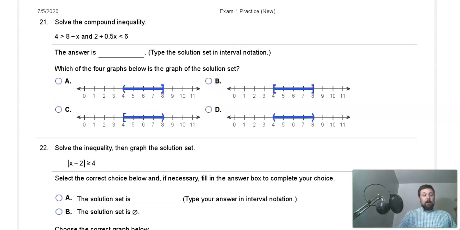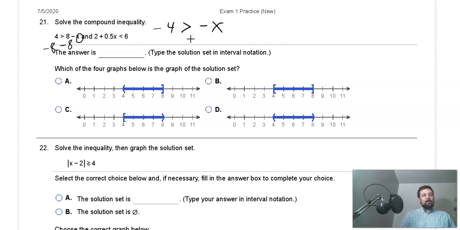All right, so let's solve this compound inequality. The first step is to get x by itself in both inequalities that you're given. So let's solve this one for x by subtracting the 8 to the other side. 4 minus 8 is going to give me negative 4. Is greater than negative x.